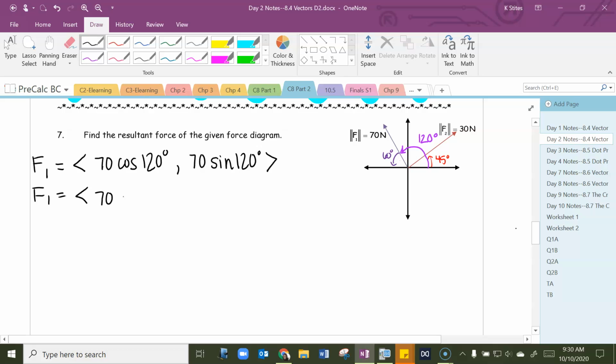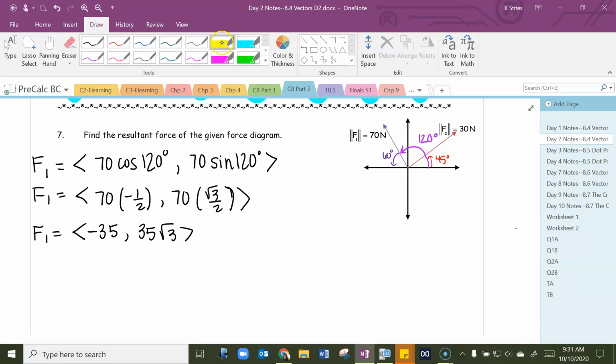All right, so cosine of 120, again, your reference angle is 60. We know that cosine of 60 is 1/2, but we are in quadrant 2, so it will be negative 1/2. All right, and sine of 120, again, reference angle is 60. So the sine of 60 and 120 is √3/2. We are in quadrant 2 where sine is positive, so this is just √3/2. And now I can simplify that. So I'm going to get a vector of negative 35 and then 35√3. Okay, so that is force 1.